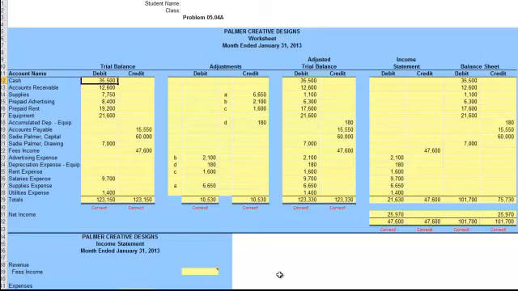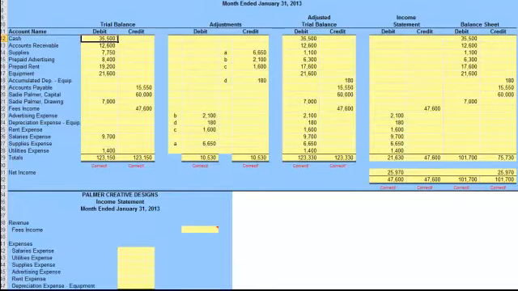Now the whole point of the worksheet is to come up with some really accurate numbers over here. These numbers that we have in our income statement section and our balance sheet section are what we're going to use when we fill out our financial statements. So that's our next step in the accounting cycle: to create the financial statements.